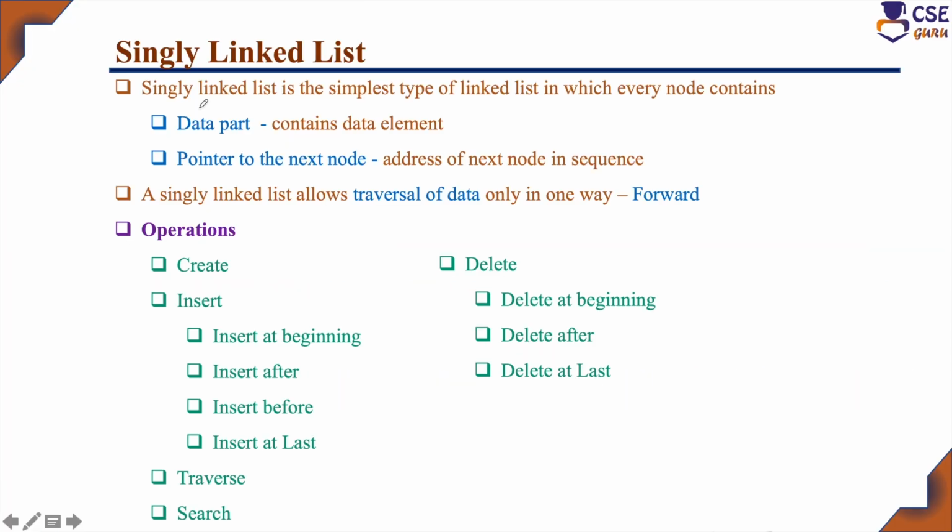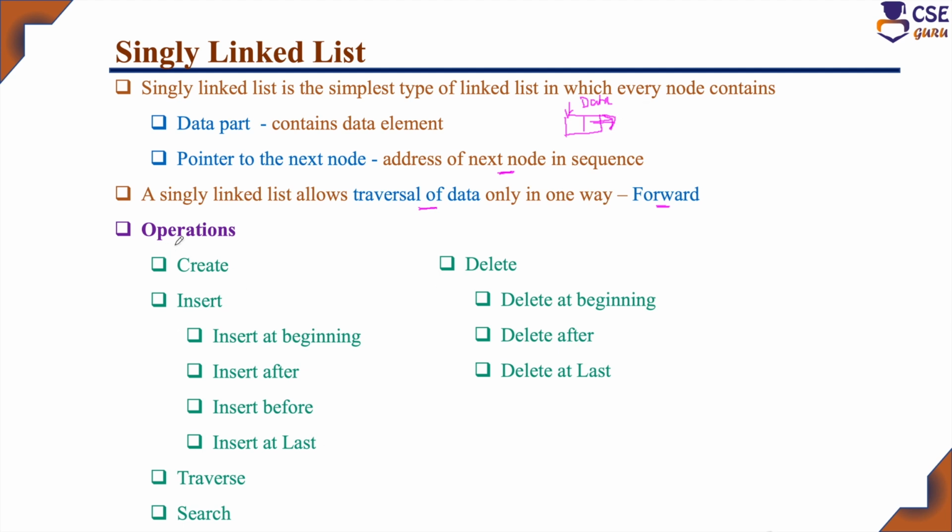So what do you mean by singly linked list? The linked list will consist of only two parts. First one is the data part and the next node part, a pointer to the next node, that will store the address of the next node in the sequence. In singly linked list, it allows traversal of data in only one direction, that is forward direction only. Reverse traversal is not possible in singly linked list.